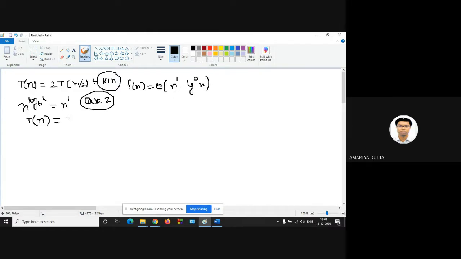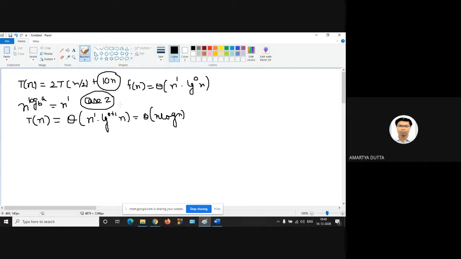So that's why its complexity is order of n to the power log b base a. So n to the power log b base a is 1, and log to the power k plus 1 n, where k is 0, is log n. So n log n is the complexity. Is it clear?